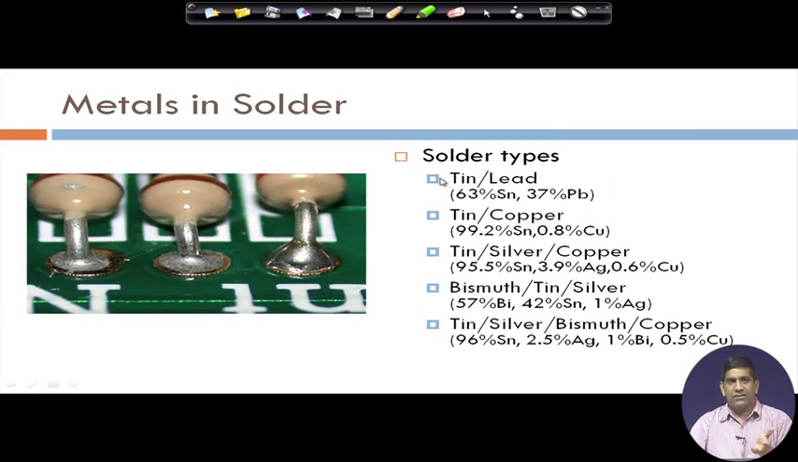Then there are metals in solder, different types of solder. Tin-lead solder was very famous, it was used a lot. Now for the last several years we have been phasing out tin-lead solders and trying to use other solders.